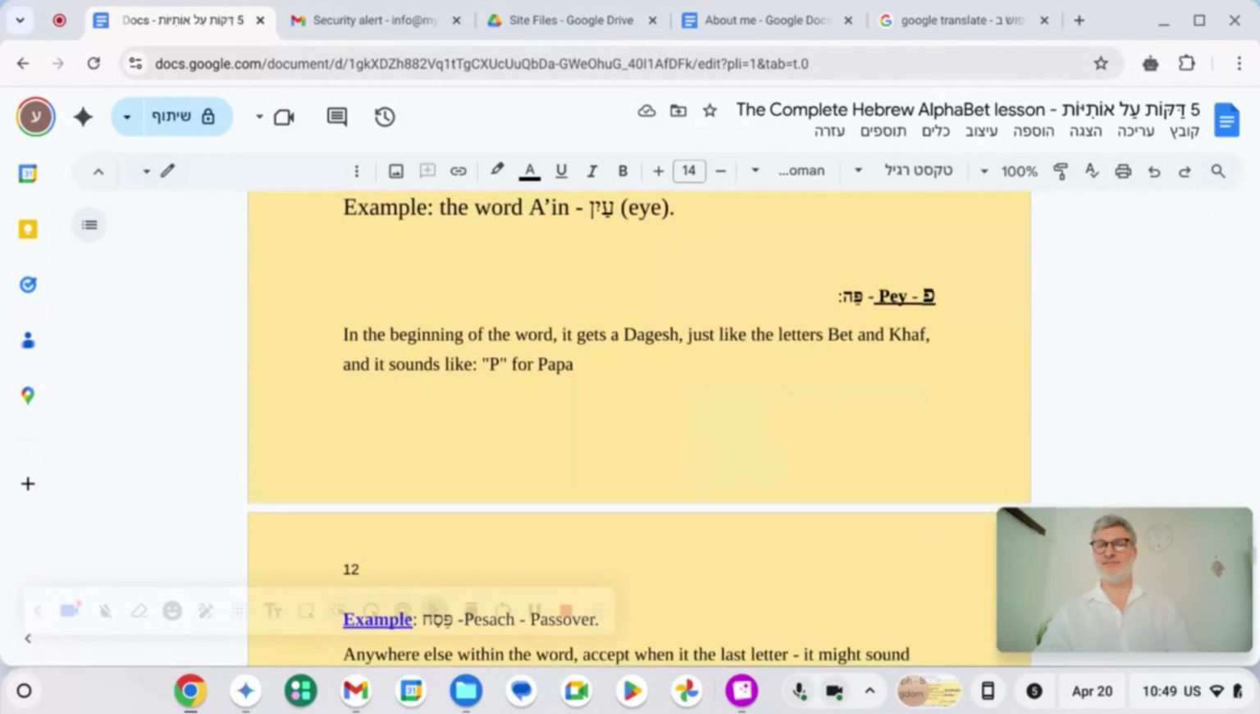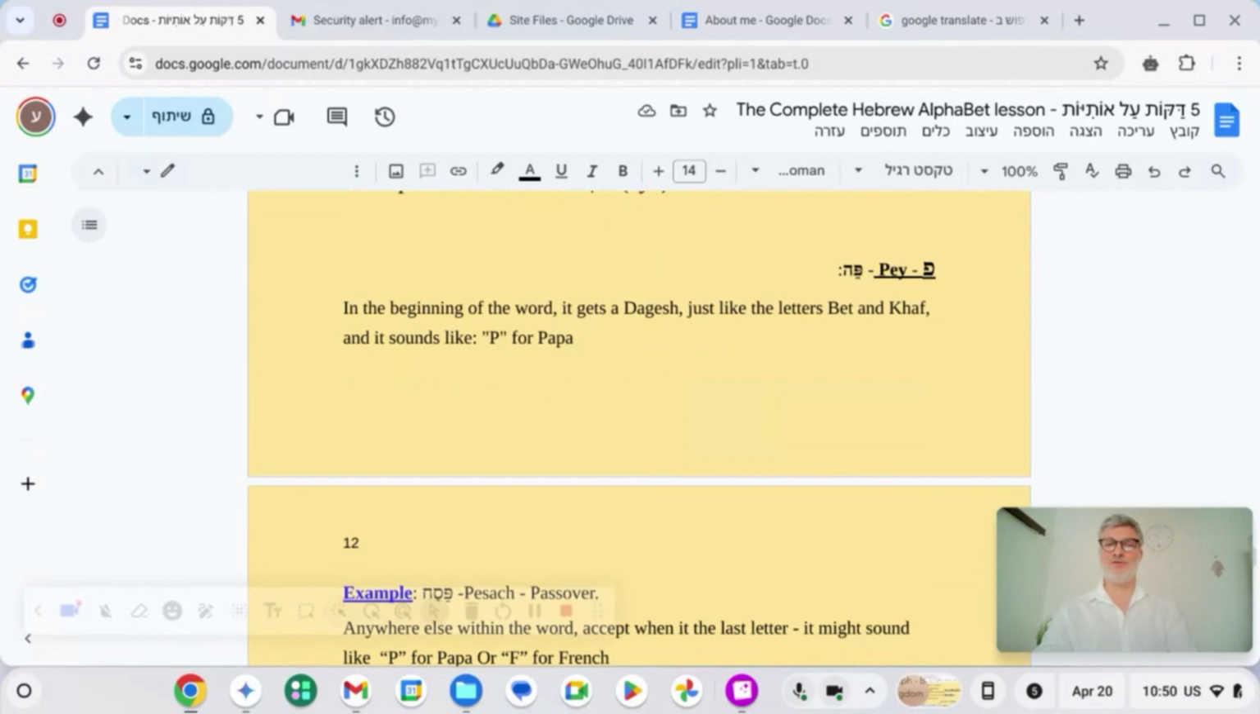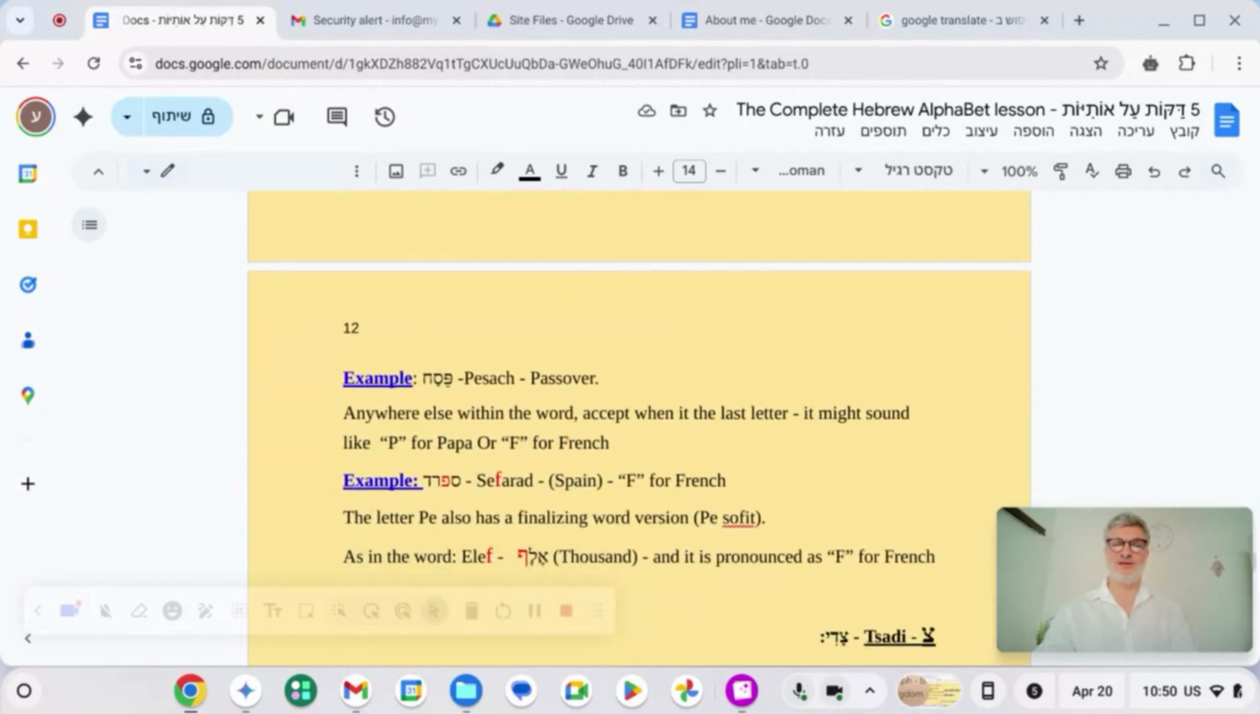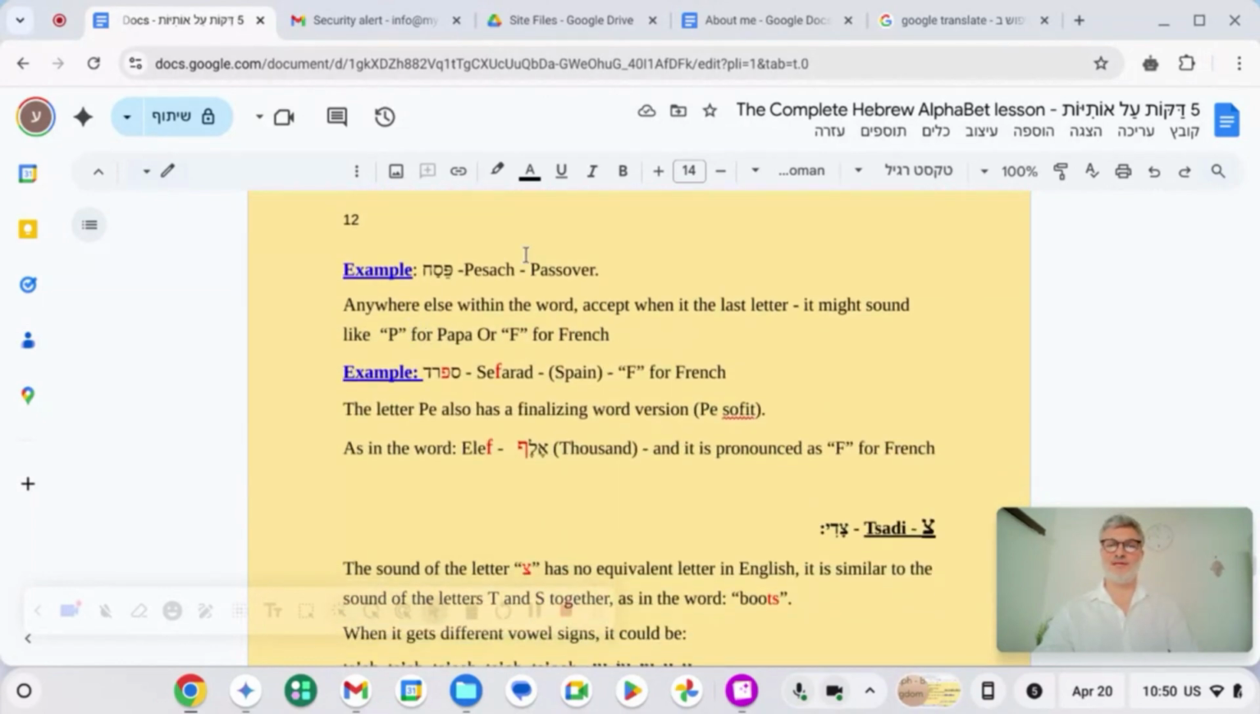The next letter is the letter Pei. In the beginning of the word, it gets a dagesh, just like the letters Bet and Kaf, and it sounds like P for Papa. Example, Pesach, Passover. Anywhere else within the word, except when it is the last letter, it might sound like P for Papa or F for French. Example, Sefarad, Spain. We can see that the letter P here acts as F for French.